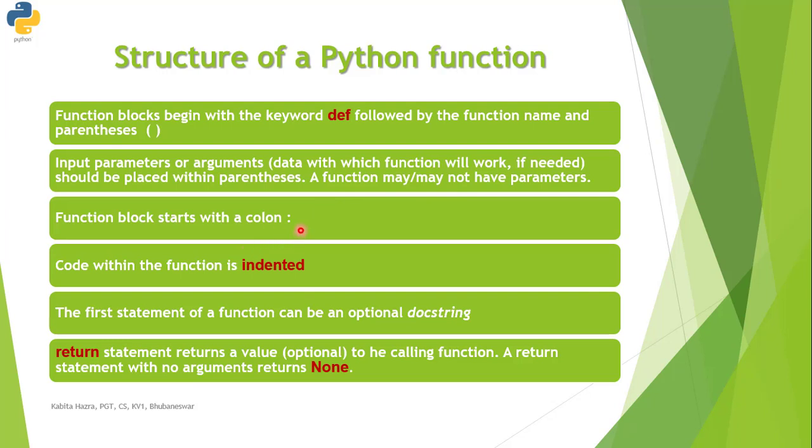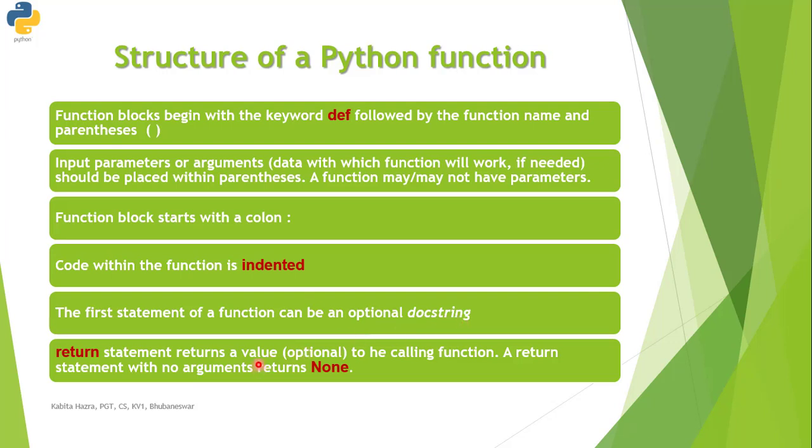Then after the colon, the function body starts. The code which is written to do the particular task is known as the function's body, and this should be indented. Indentation marks a block of code. So the Python function body, that is a block of code, should be indented as per the rule. We may have an optional docstring as the first statement of the function to describe its purpose, the different variables used, and so on.